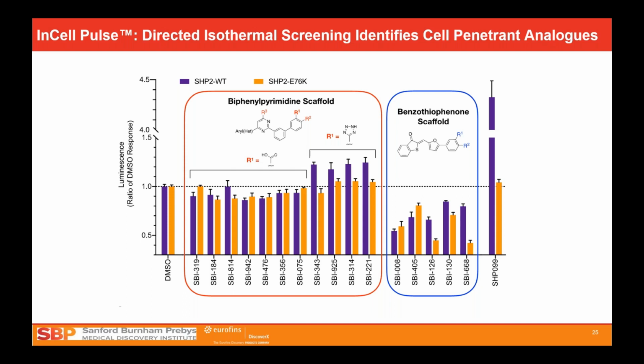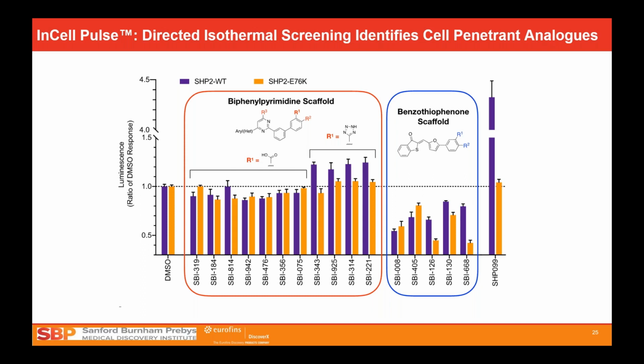Basically, choosing an isothermal experiment, we stamped out 384-well plates, I think in quadruplicate, like 60 compounds at a time. Compared to control, we could test a large number of related compounds at once using the InCELL Pulse assay. In these bar graphs, we have purple, that's wild type, and orange, which is E76K mutant.